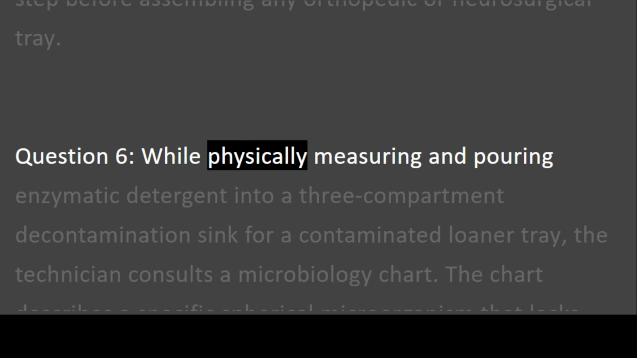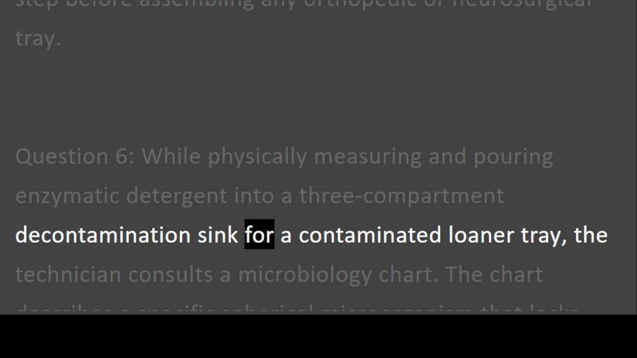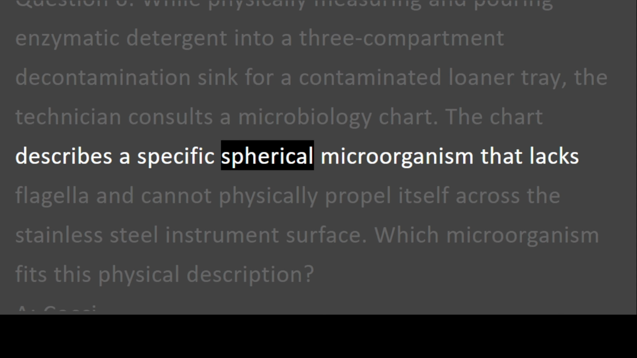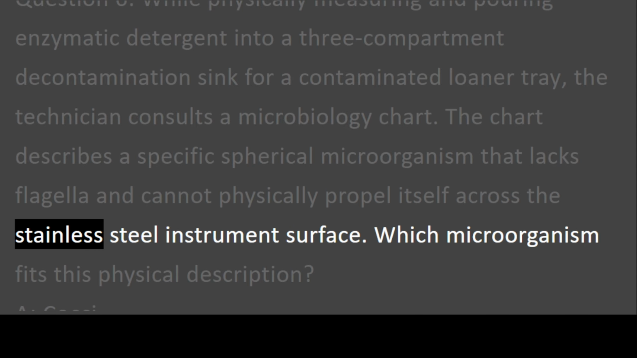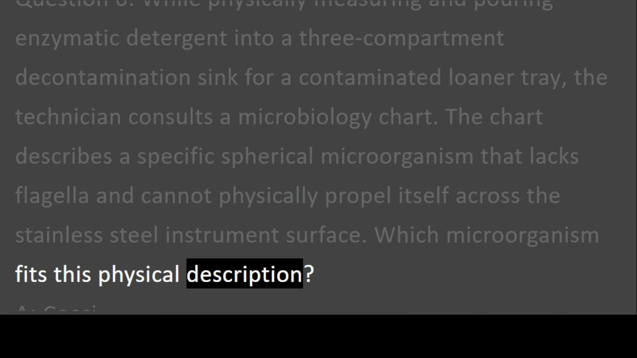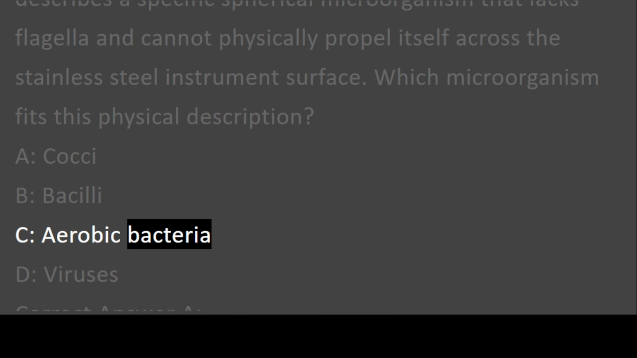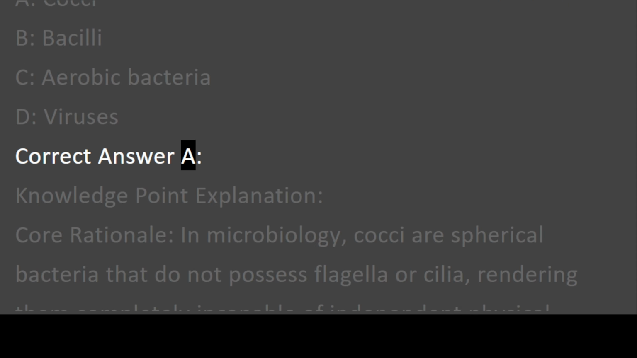Question 6. While physically measuring and pouring enzymatic detergent into a 3-compartment decontamination sink for a contaminated loaner tray, the technician consults a microbiology chart. The chart describes a specific spherical microorganism that lacks flagella and cannot physically propel itself across the stainless steel instrument surface. Which microorganism fits this physical description? A. Cocci. B. Bacilli. C. Aerobic bacteria. D. Viruses. Correct answer A.